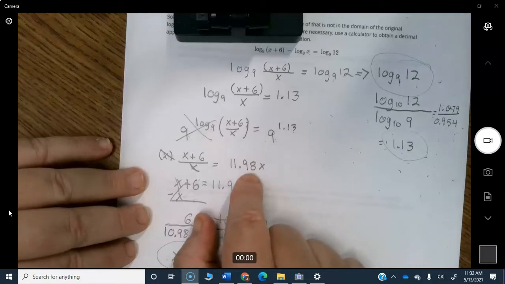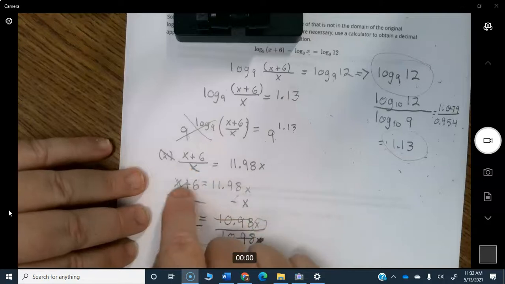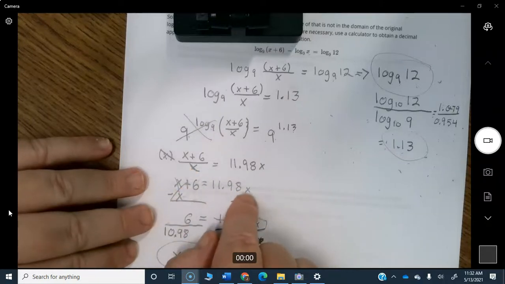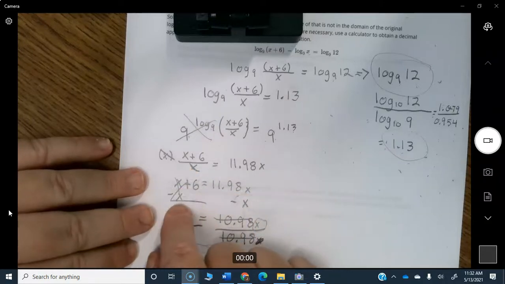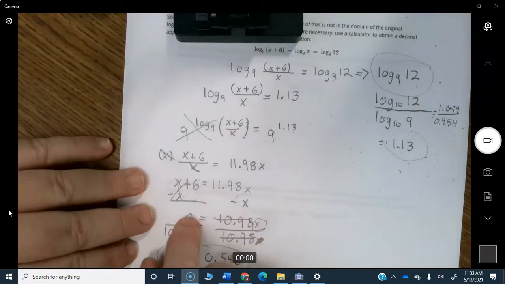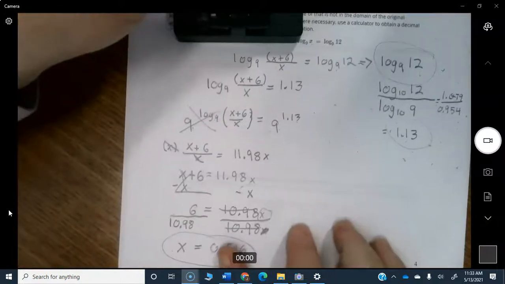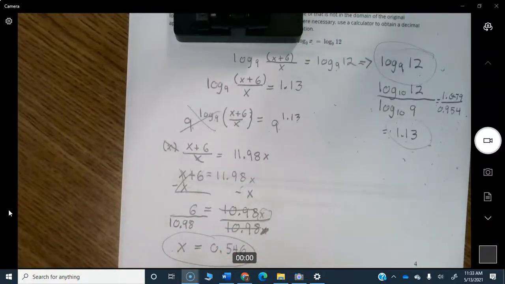And now it's an algebra problem. You multiply both sides by x. These two cancel out. You have x plus 6 equals 11.98x. Now you subtract x from both sides, and over here you just have a 6 left on this side. And over here you have 11.98 minus 1 is 10.98x. Divide both sides by 10.98, and that's 6 divided by 10.98. And that gives you x equals 0.546. So that's the answer for that.